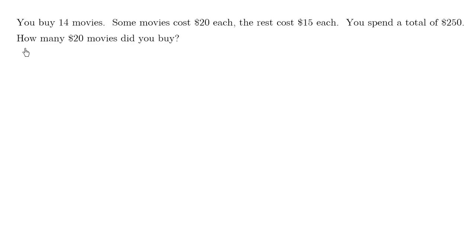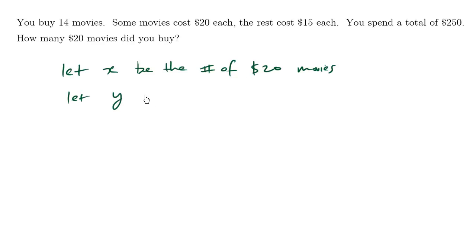Let's read the question. How many? This will give us a hint as to how we should define our variables. Let X be the number of $20 movies. Let Y be the number of $15 movies. Sorry about my handwriting. I think I'm a doctor in some other lifetime.